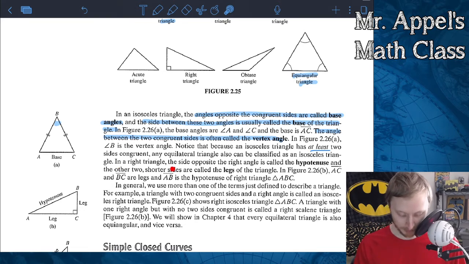In a right triangle, the side opposite the right angle is called the hypotenuse, and the other two shorter sides are called the legs of the triangle. Okay, opposite right angle is the hypotenuse, other two short sides are the legs. In Figure 2.26b, segment AC and segment BC, right there, are legs, and segment AB is the hypotenuse of right triangle, triangle ABC. Why'd they have to say triangle twice? I don't know.